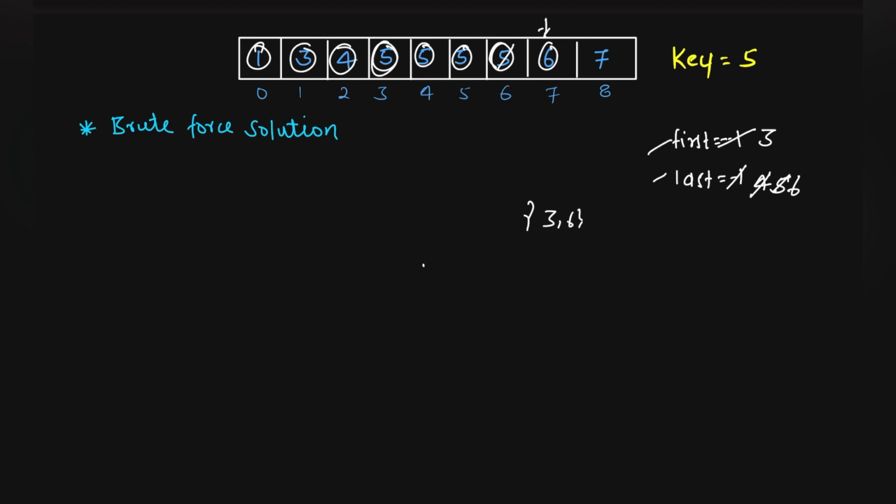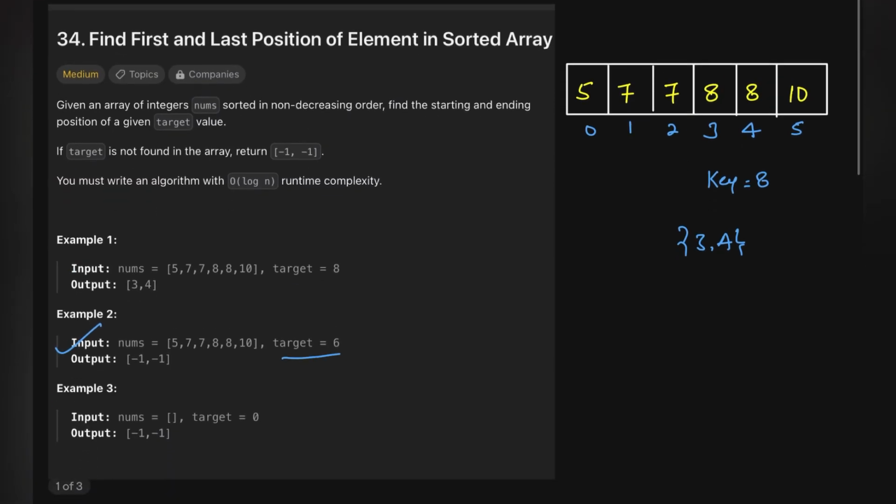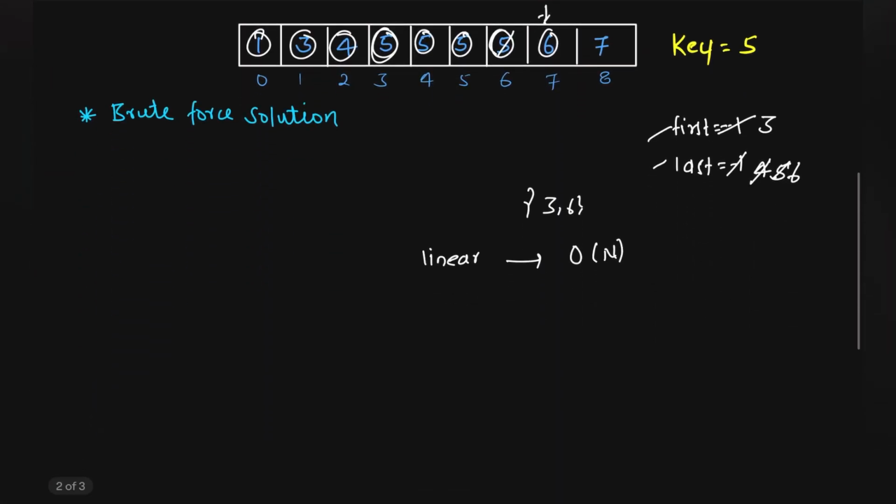So simply, what we did is a linear search, right? But the point with the linear search is that we get big O of n time complexity. And what they have asked in the question is to write an algorithm which takes big O of log n time complexity. So can we do something better than the linear search? Let's try to check whether we can get a better solution than big O of n.